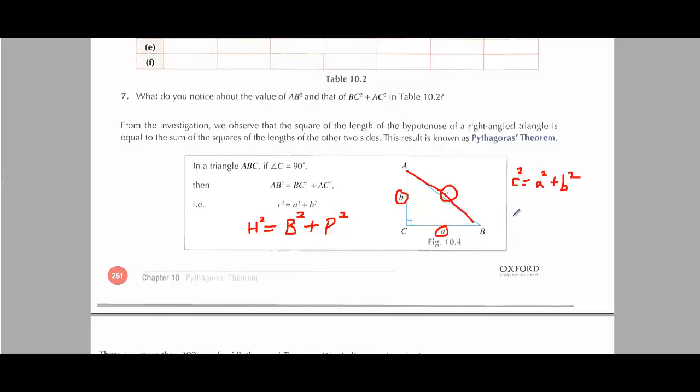The name of this side is AB. We call it AB square is equal to, this side is CB or BC, BC square plus, and this side is AC, AC square. So there are multiple ways to write Pythagoras theorem. All are correct. You can write either this way or this way.